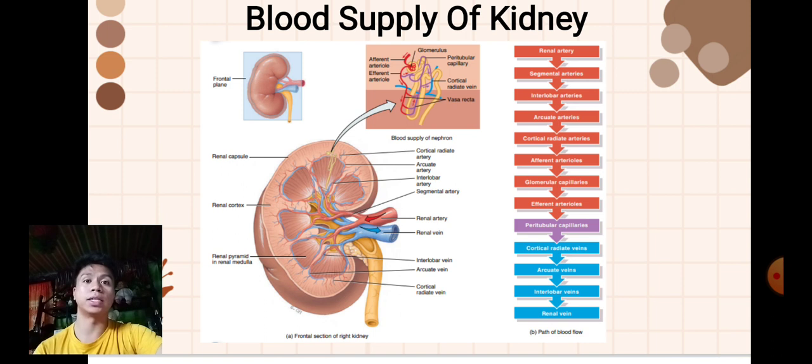That's the flow from the main artery going down to the segmental arteries, then entering the small veins, and it is transported to the large vein called the inferior vena cava.